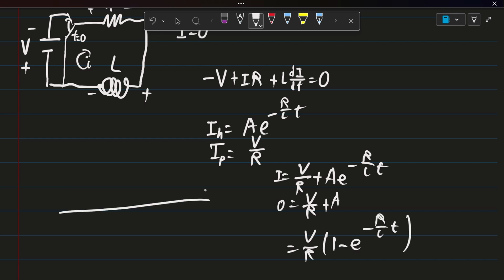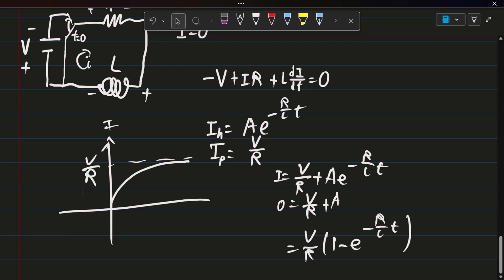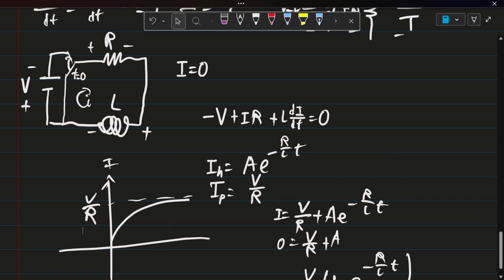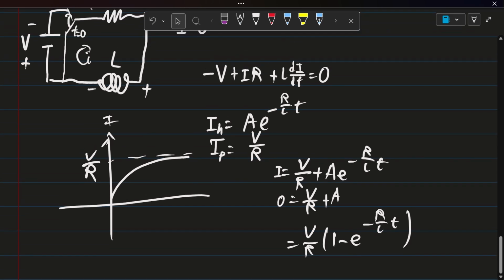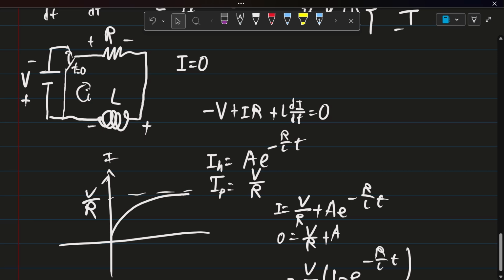So the curve is as if at time equals 0, our current will be going up like this until a boundary value of V over R. So that's for an RL circuit pretty much. And you could also determine the voltage across the resistor or even the inductor based on our definitions of the potential difference.